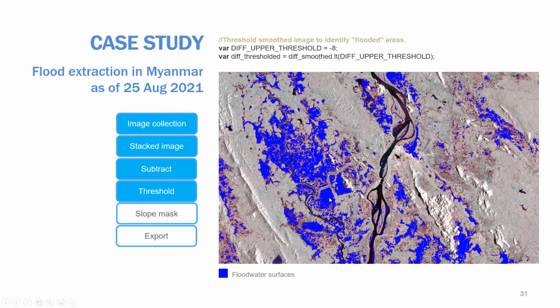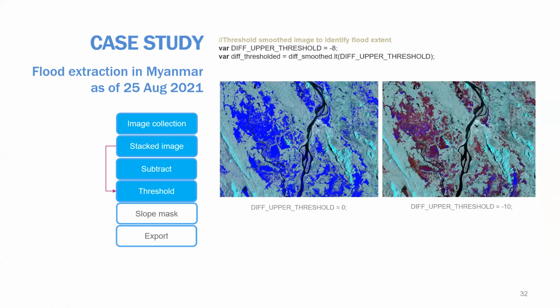In the image here, you see the blue layer represents the water that appears in those images. But compare here again with different values, between zero and minus 10, to see the different results that we extract from the images. So in each particular area, we have to check which value is possible and compatible with the result, by comparing with a stack image.